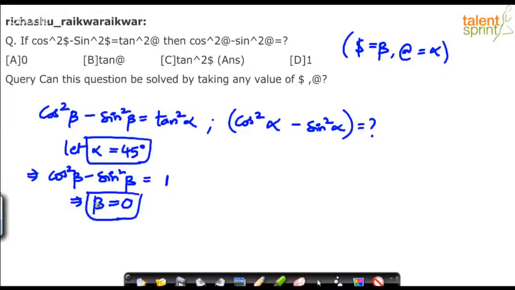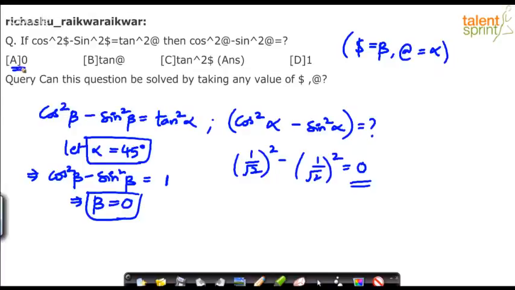Right? Now substitute here. Alpha is 45. So cos square alpha will be 1 by root 2 whole square minus sin square alpha, 1 by root 2 whole square. This will be equal to what? 0. Yes or no? So which means the answer is 0. Okay, so option A can be possible.